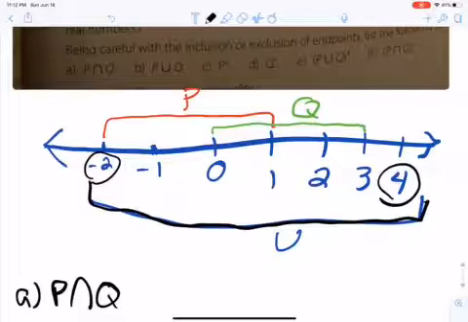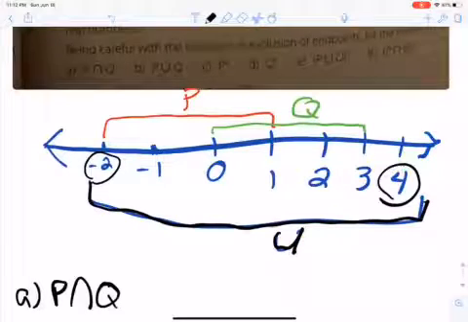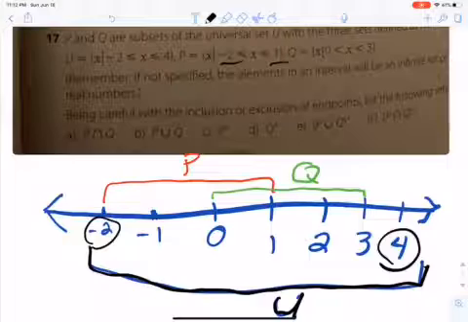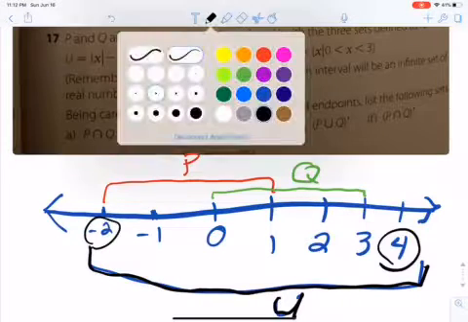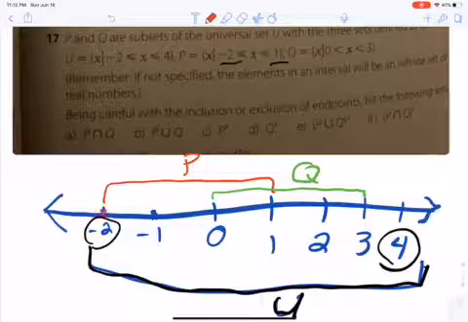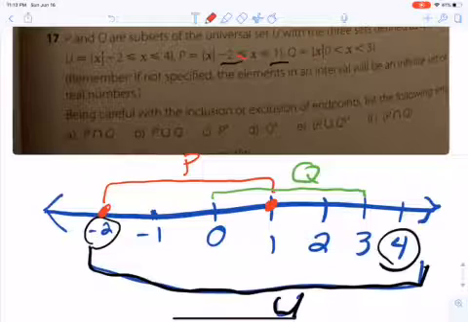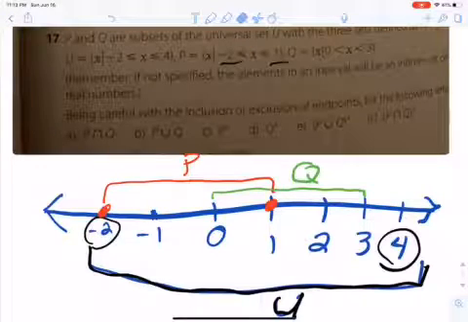So I kind of drew a picture here. Here is U. Then we have P, which is any x such that x is between -2 and 1. Here's -2, here's 1, and here you see I have P. I need to make sure we do include -2 and 1, because that little line under the symbol means we do include it.